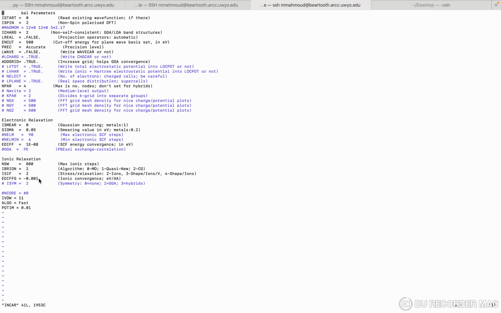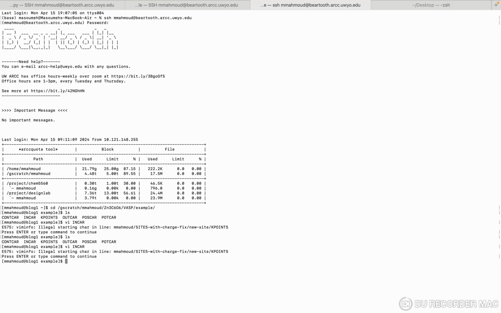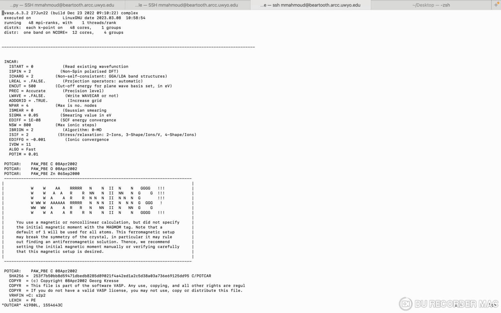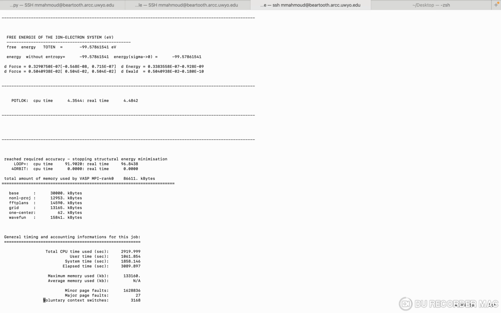Okay, let's first talk about EDIFFG. When EDIFFG is negative, for example, for my structure it is minus 0.001, let's see what EDIFFG does. If I open the OUTCAR file using vi and press Shift G, it goes to the end of the file. This shows the end of the VASP OUTCAR file, the end of the VASP calculation.